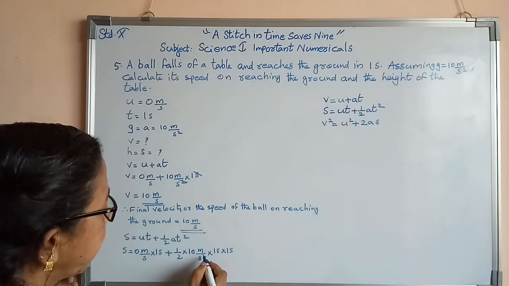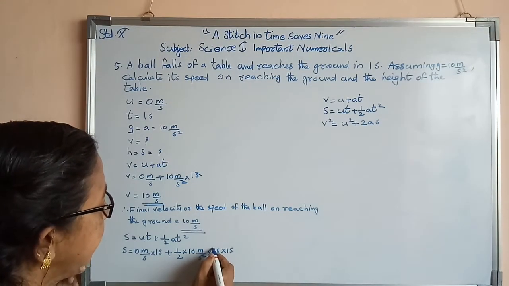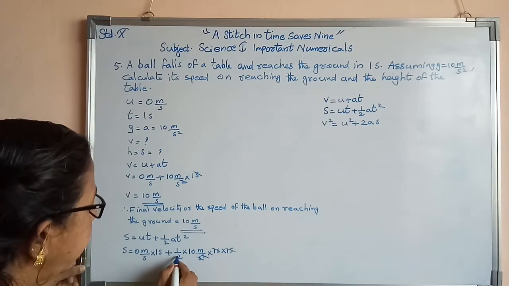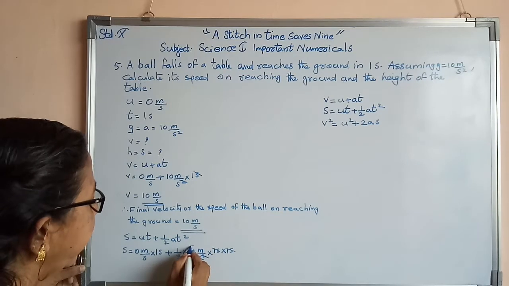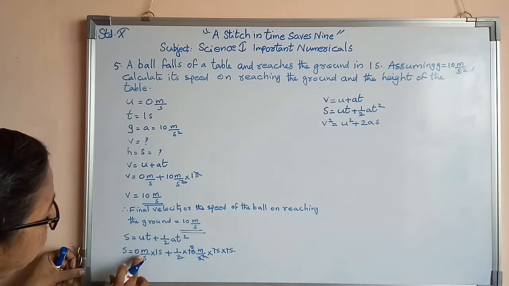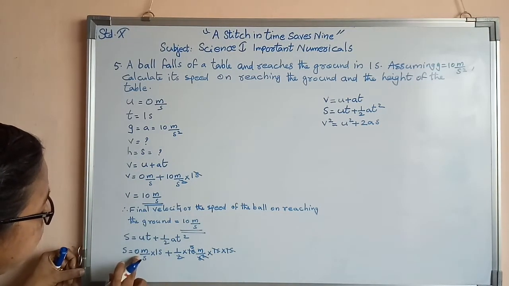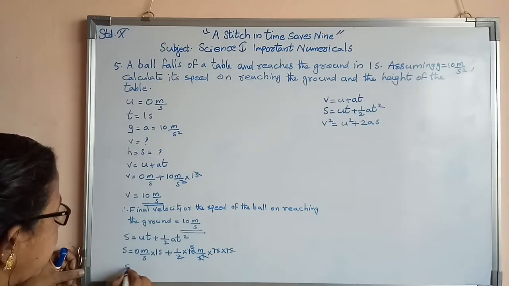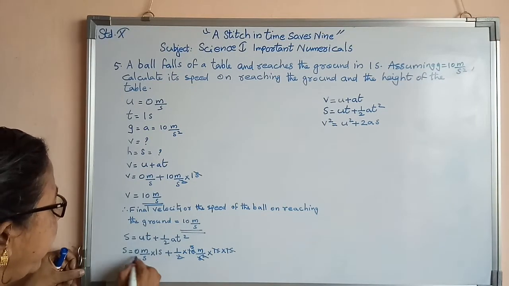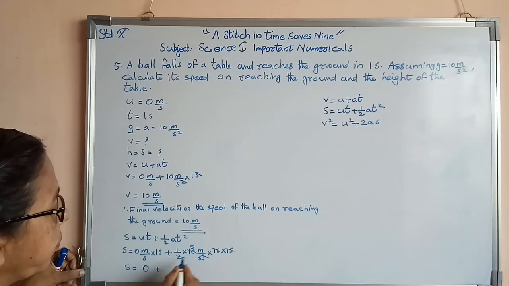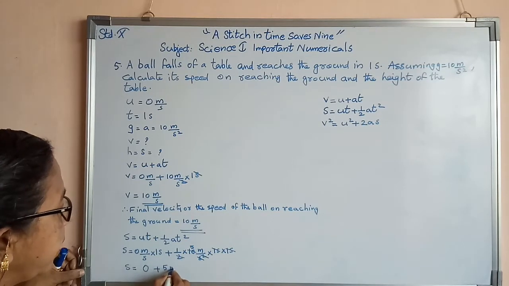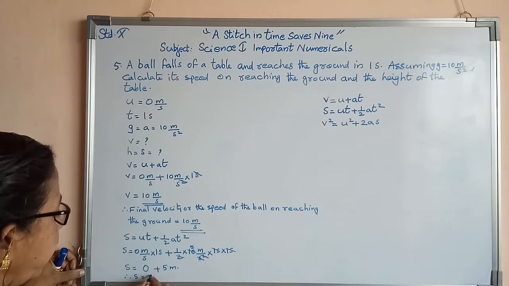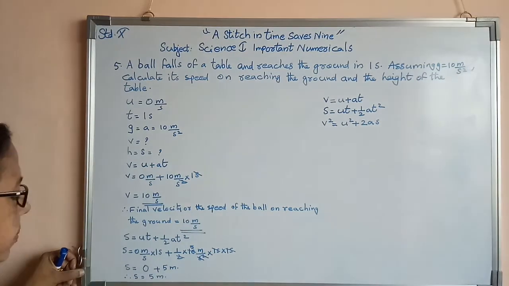T square is 1 second into 1 second, 1 second square. So which things are possible to cancel? I am cancelling here. This second and this second I cancelled. Now here this 2 and 10, in that 5 times it is going. Here 0 meter per second into 0 is there, so because of that this whole value is becoming 0. So our answer is s is equal to this much value getting 0 plus 5 meter. So therefore s is equal to 5 meter.